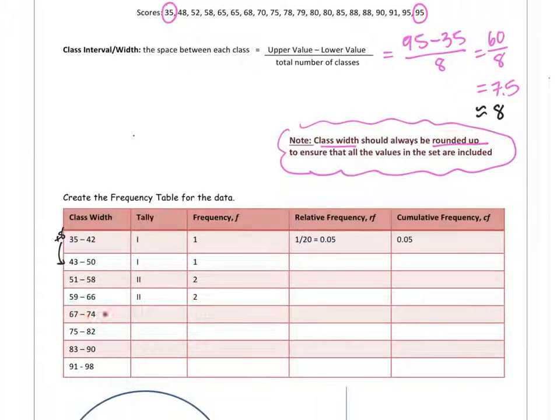So let's try to do a 67 to 74. So numbers between 67 and 74 are going to be 68, 70, and I think that's it. So that's 2 numbers. So I'm going to put 2 tallies and then 2 here.